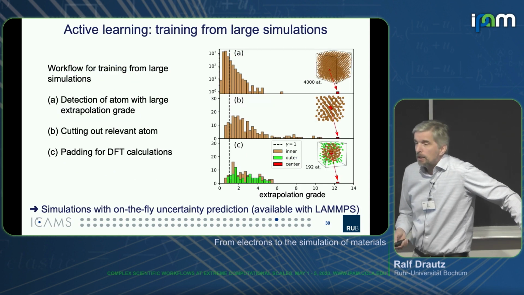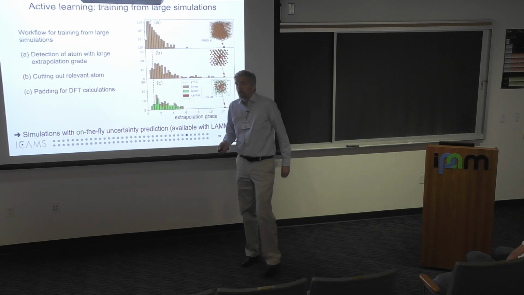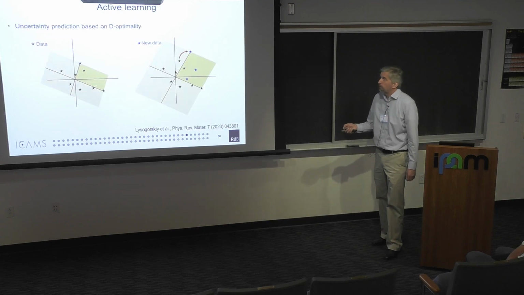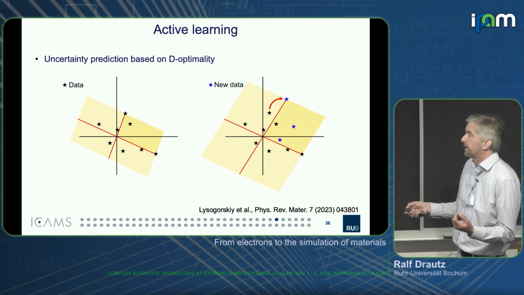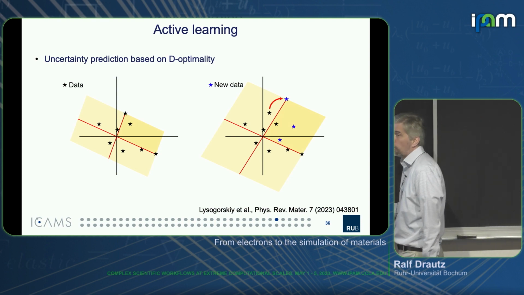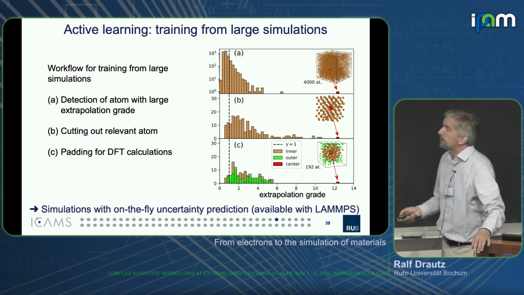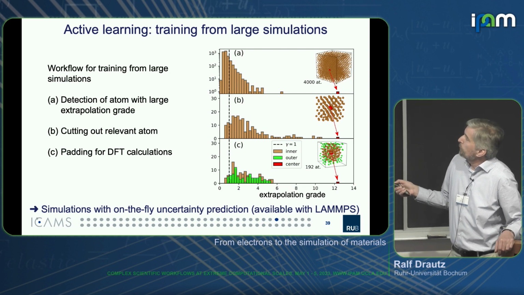And this, yes? What was the surrogate model in... No, we don't have a surrogate model. These are our basis functions. This is just a two-dimensional example, but we have a few hundred basis functions, and they span the space that we're interested in. And for D-optimality, that's all we need. And so then we can do this also when we run simulations, let's say with a few thousand atoms, we monitor this extrapolation grade.